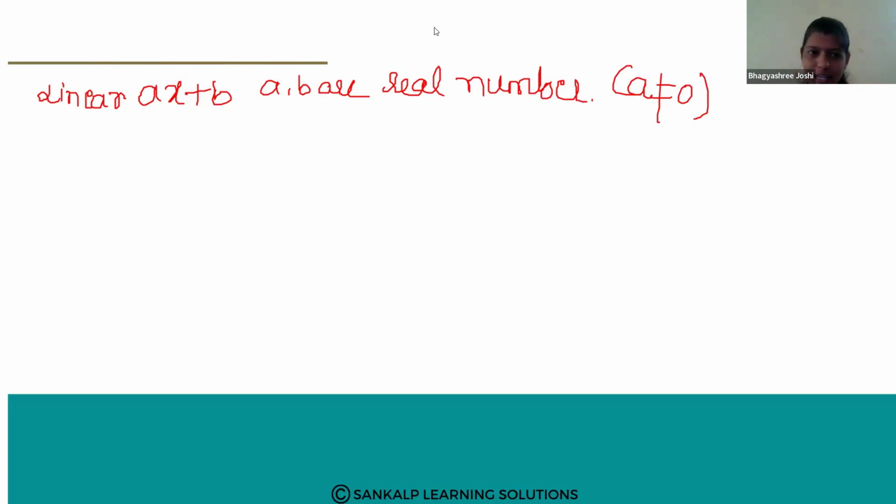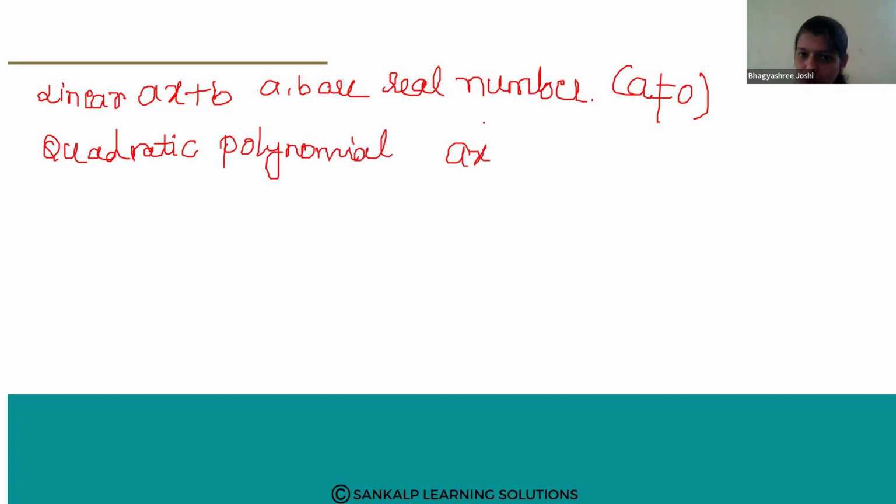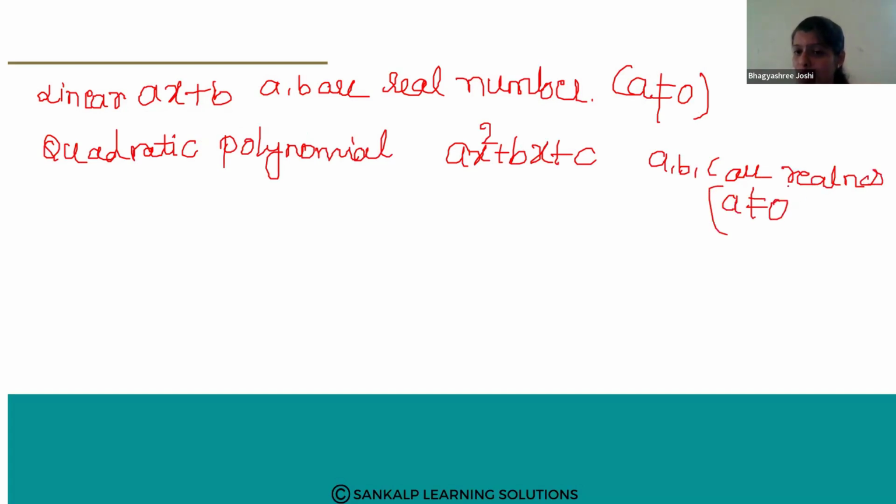Next, for quadratic polynomial, sorry, it is not equation. For quadratic polynomial, it is ax square plus bx plus c. Here a, b, c are real numbers and where a is not equal to 0. Here also condition is applied that a is not equal to 0.